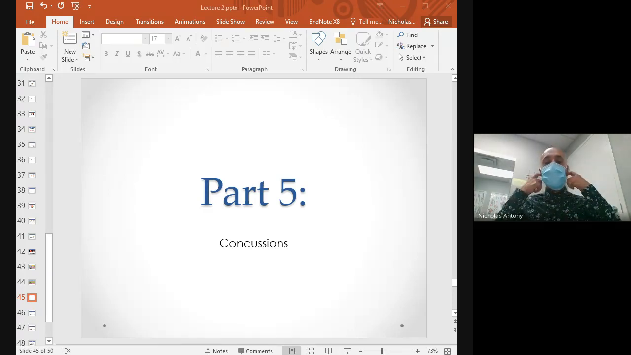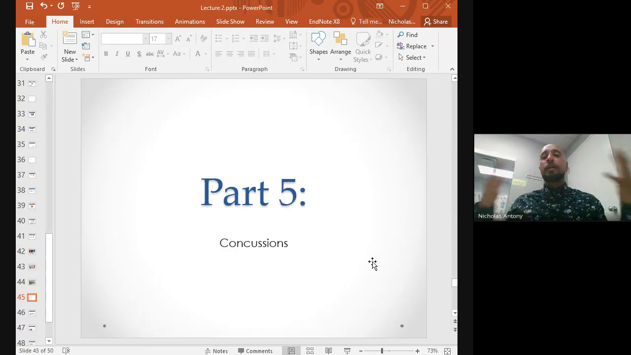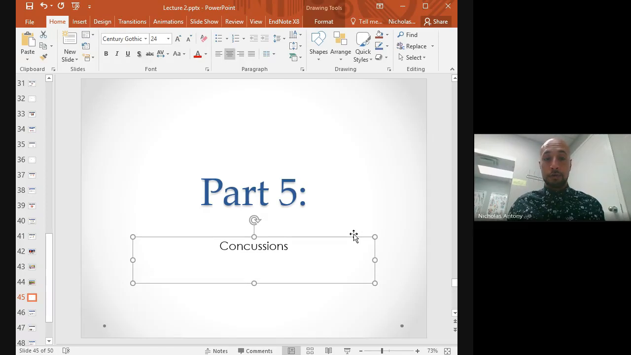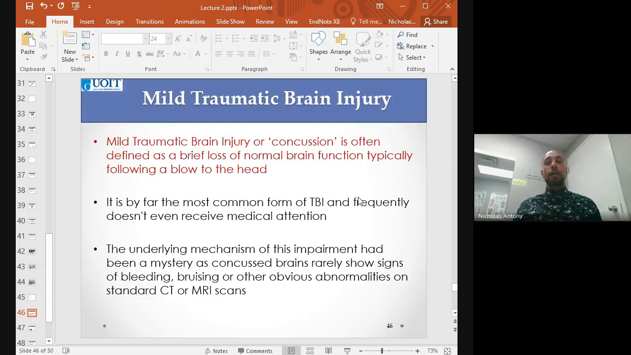Okay, perfect. So let's finish off with concussions. Here we go. Concussions are huge now, right? But 10 years ago, not a lot was really known about concussions. And I don't know if you are still being taught this, but people thought that a concussion was when you hit your head and the brain would rattle around and bang off the skull. That's not actually what happens.